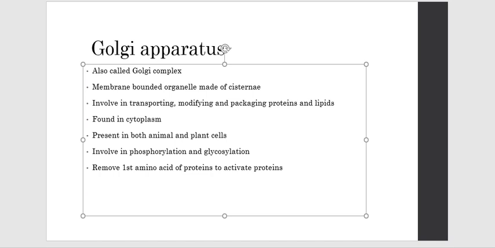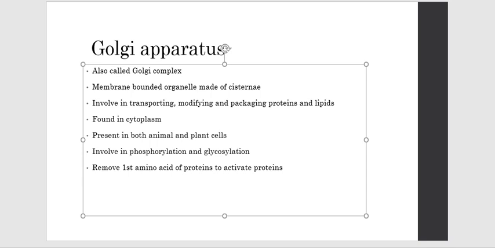For example, a particular protein and lipid is formed inside the cell. Then it has to be moved out of the cell. How will it move out of the cell? So the Golgi apparatus will pack these proteins and lipids in vesicles, and then these vesicles will be secreted out of the cell. They can be secreted in the same condition, or they can be modified into glycoproteins or glycolipids as well.